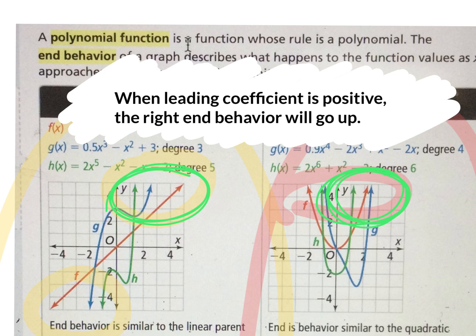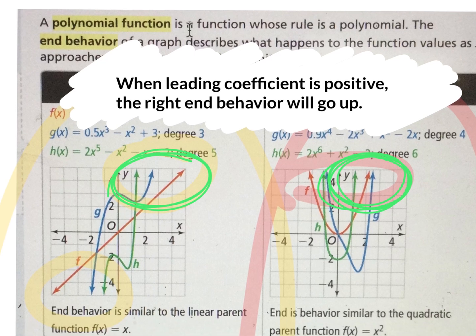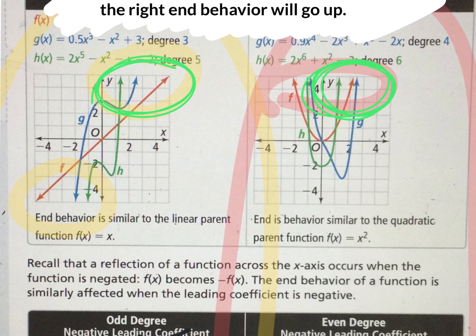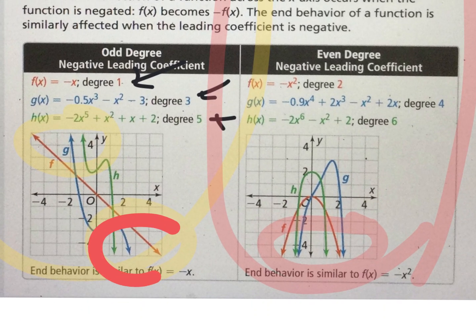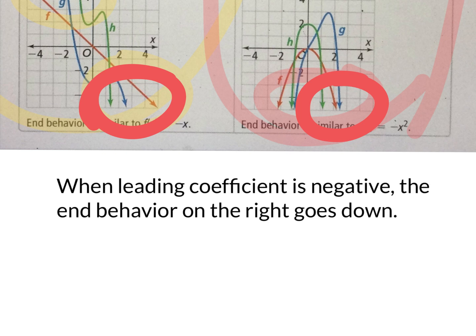And using that same logic, if the leading coefficient were negative, we'll come down here and see that when the leading coefficient is negative, on the right side, my end behavior is going down. All right, so you should have those 4 things written down before moving forward.